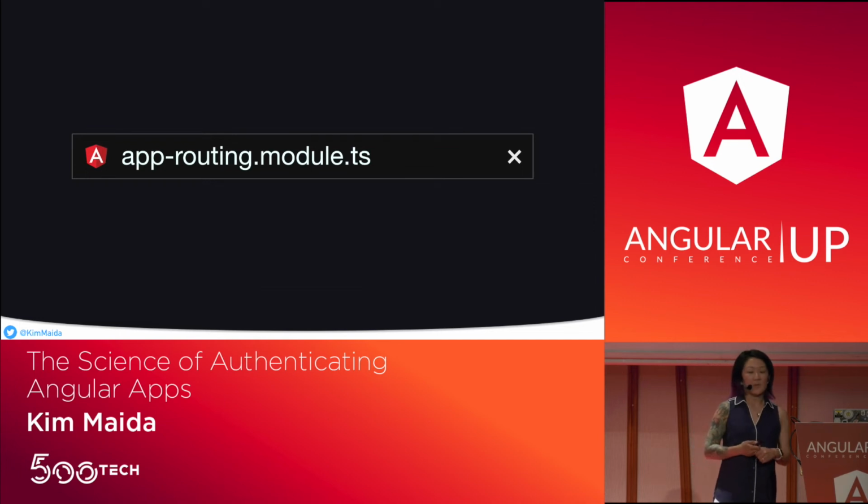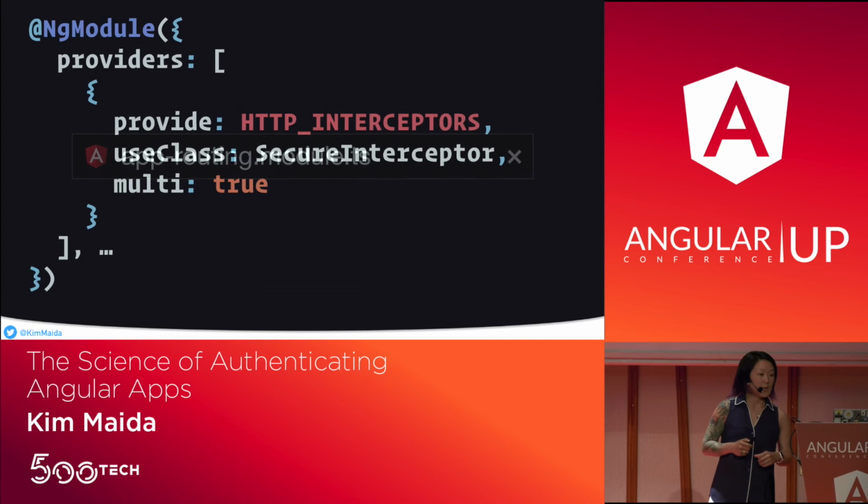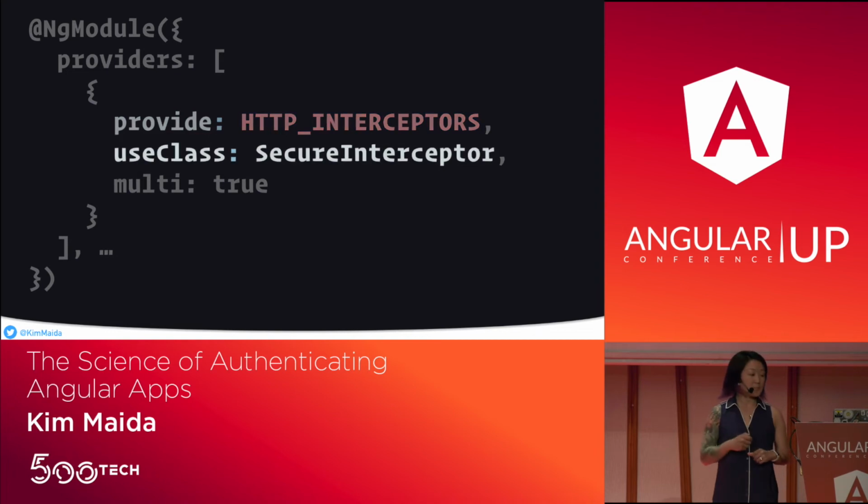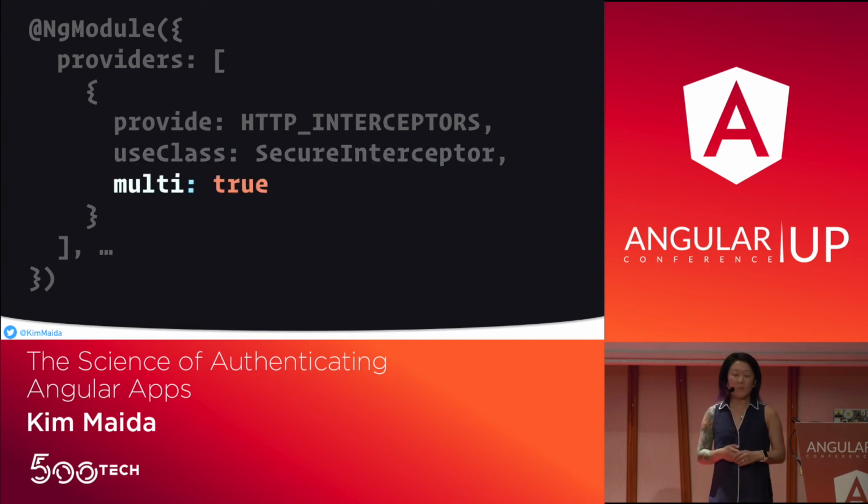So in order to implement this, if we take a look at our app routing module, in our providers array, we're going to want to provide HTTP_INTERCEPTORS from Angular Common. We're going to want to use our interceptor service class, which I'll show you next. And then we can set multi to true. And what this does is we can potentially define multiple interceptors, and they will then be called in the order provided. So they can do different things, and you can string them together.